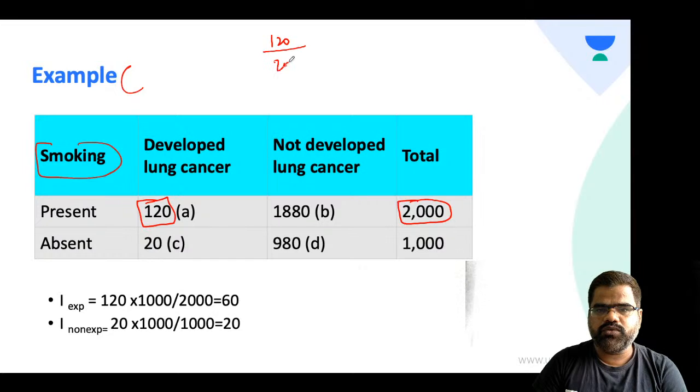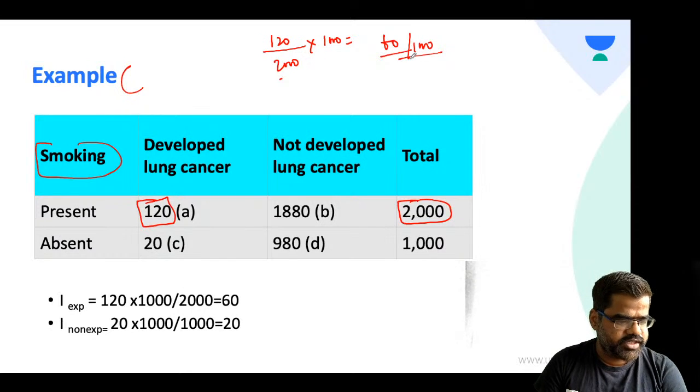So 120 divided by 2000, and you are expressing in 1000, so it becomes 60. So this is my incidence, 60 per 1000 population. Yes, in 2000 it is 120, so in 1000 how much? 60, simple. So 60 per 1000 is my incidence in exposed, right?